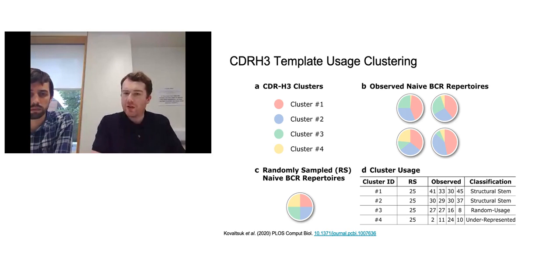And so we're going to define those as structural stems. And then you will observe some clusters that appear at a frequency expected from random sampling, so we'll define that as random usage. But then there will also be some clusters that are actually incredibly underrepresented. These structures are represented in the naive repertoire, but they're very uncommon.